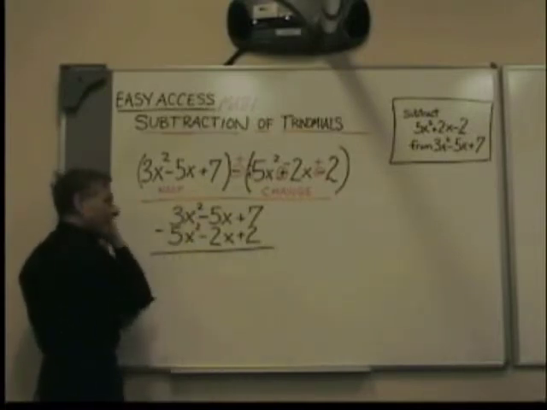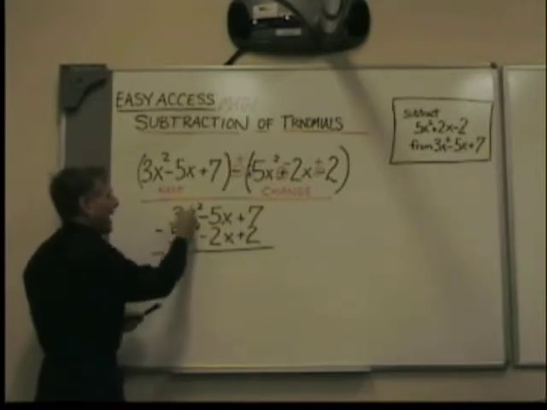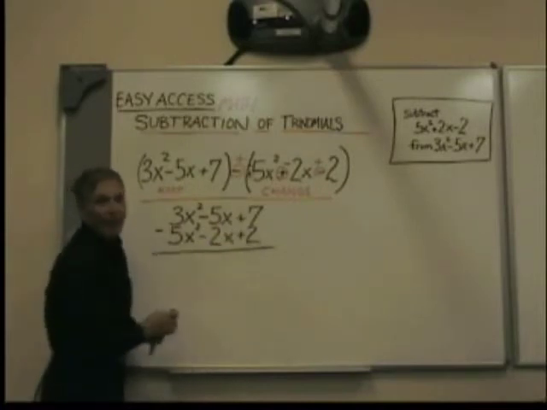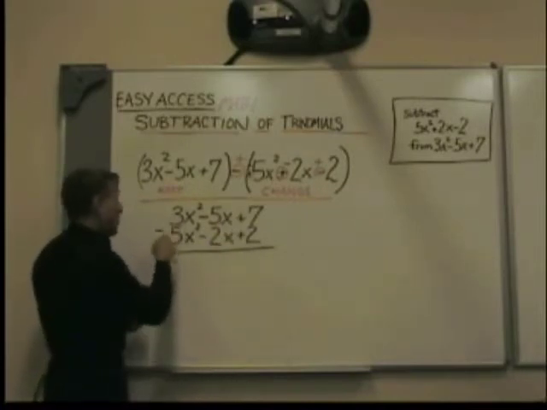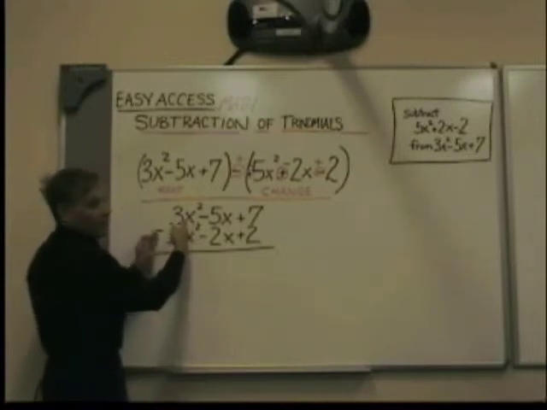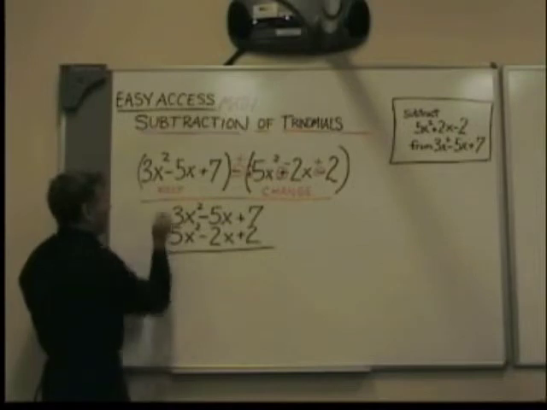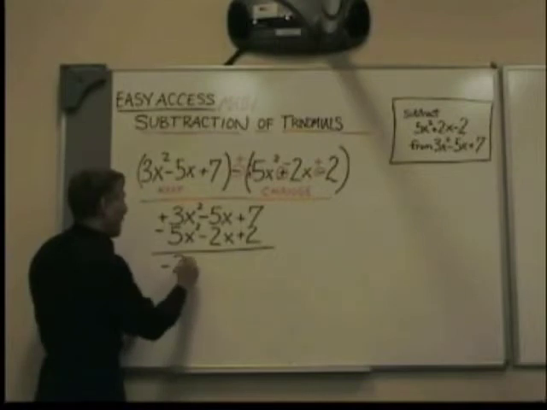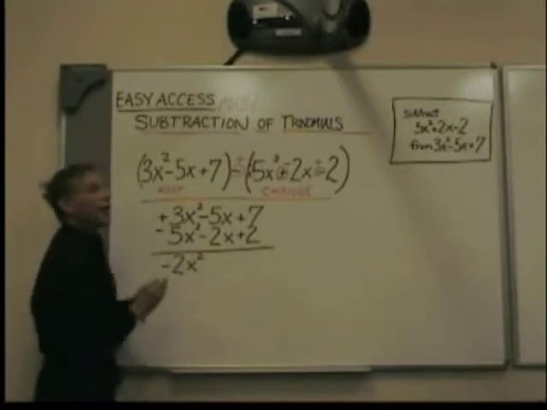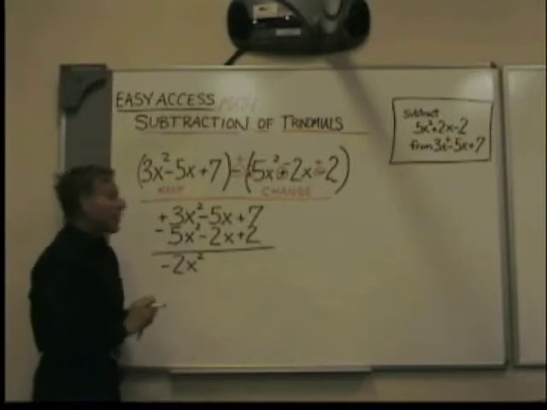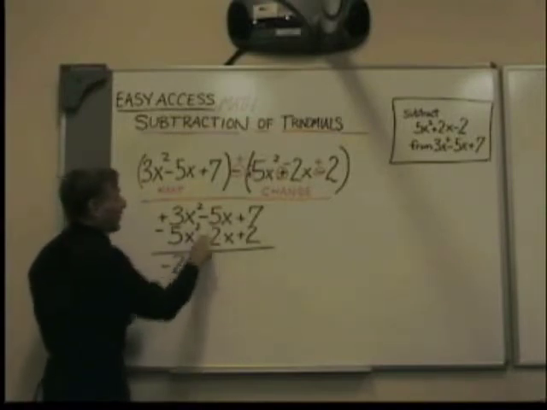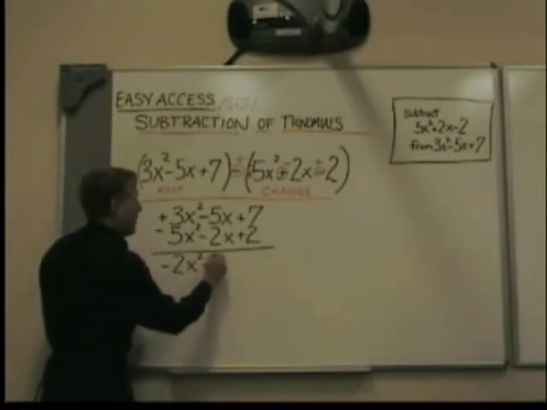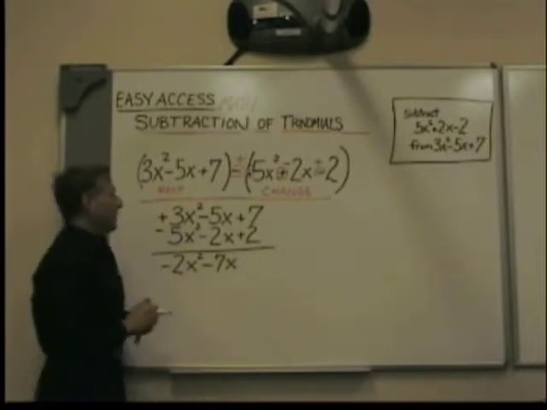I'll start with my x squared. Notice I lined up the same terms, x squares with x squares, x's with x's, and my regular numbers at the end. And 3x squared minus 5x squared, and this is a positive 3 because it didn't have a lead sign, would give me a negative 2x squared. Unlike signs, you subtract and give it the sign of the higher number. Here my signs are the same, so I add them. I have a negative 5 and a negative 2. You give it the common sign, and I have 7x.